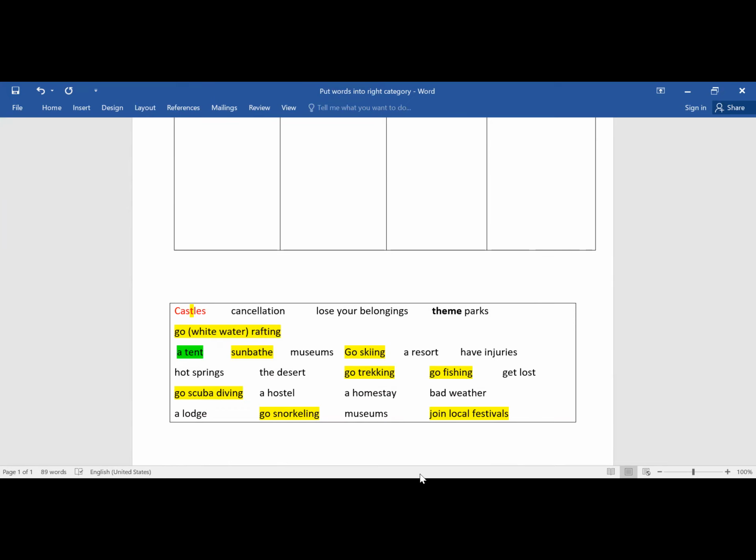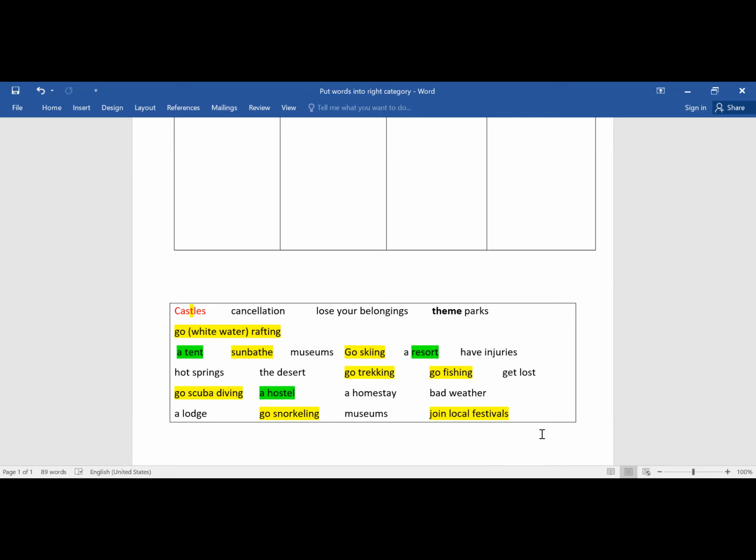A resort. Yes, very good. A resort, keep going. A hostel. A hostel. What is a hostel? Can you please tell us what a hostel is? I don't know. Okay, let's have a choice. Is a hostel an expensive hotel or a cheap hotel? A cheap hotel. A cheap hotel. Good job. Keep going.